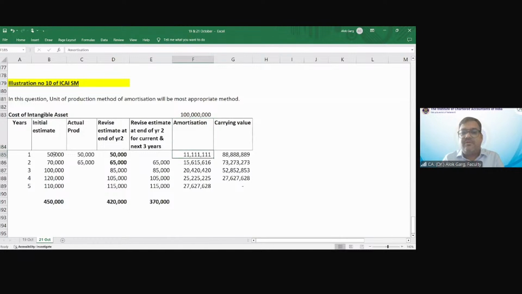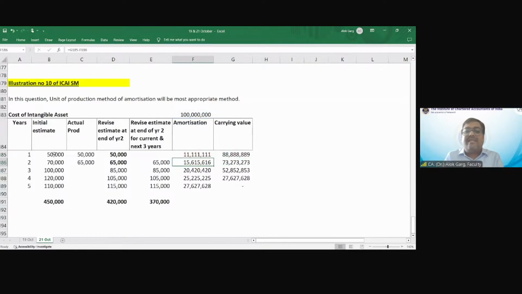10 crore is the total cost. Multiply by the production, divide by total estimated production. So this is your first year amortization. Your carrying value is 10 crore minus 1 crore 11,11,1111.